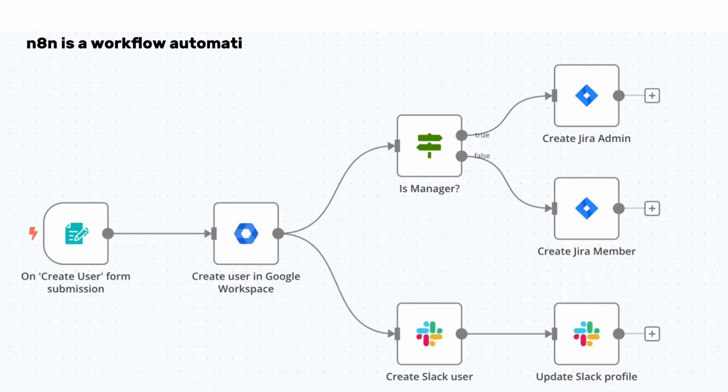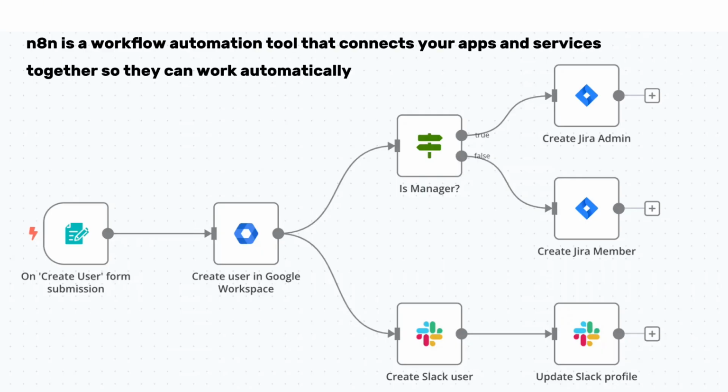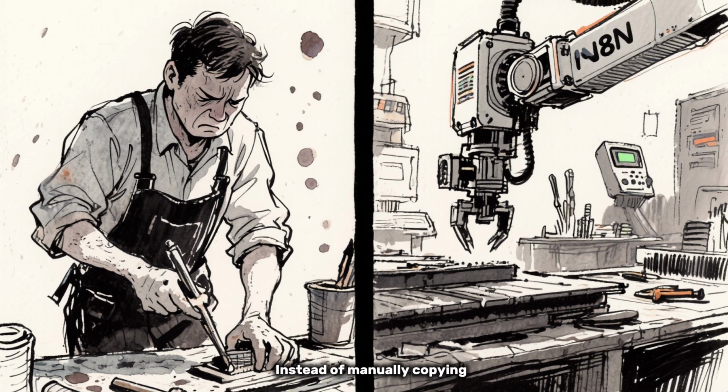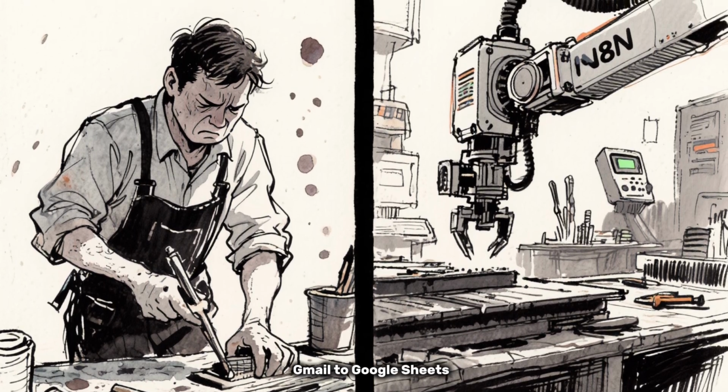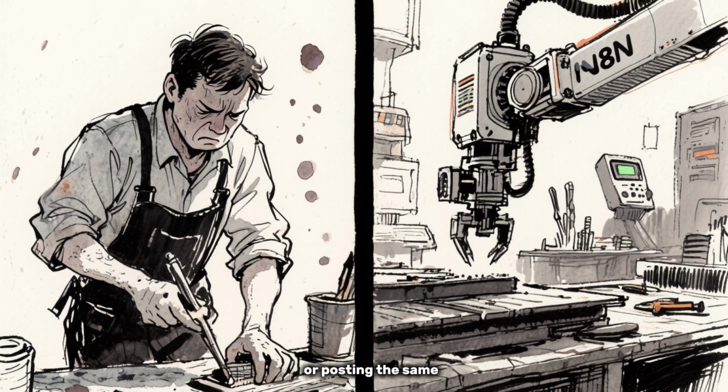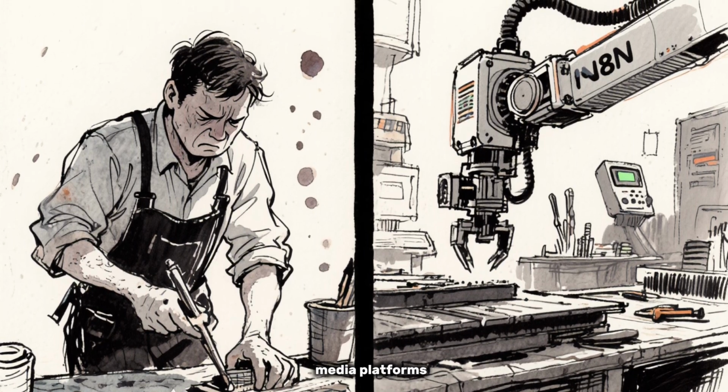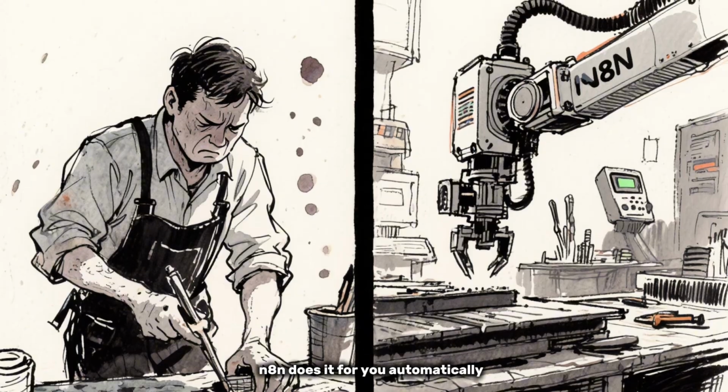n8n is a workflow automation tool that connects your apps and services together so they can work automatically without you having to do repetitive tasks manually. Think of it like this. Instead of manually copying data from your Gmail to Google Sheets, or posting the same content to multiple social media platforms, n8n does it for you automatically.